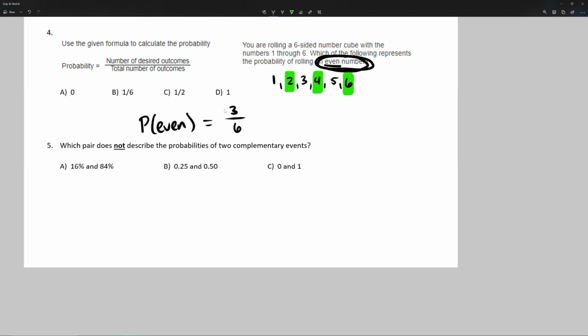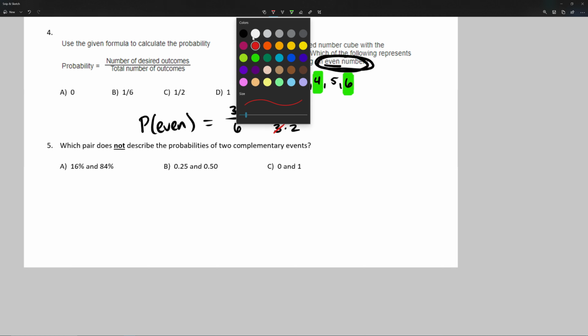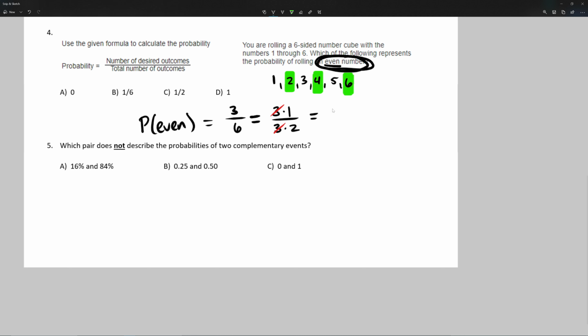And then you're saying, okay, great. But then you're looking at the multiple choice options and you're thinking, I don't see 3 over 6. Well, you may have to reduce your answer, okay? Think about it this way. Isn't 3 just 3 times 1? And isn't 6 just 3 times 2? And can't I just cancel out those 3's? And what I'm left with is my simplified fraction.